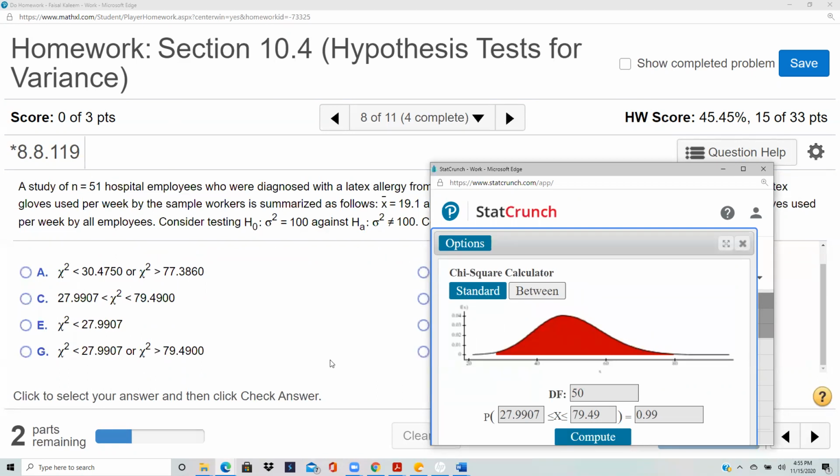So the in-between region is not the rejection region. For a two-tailed test, the in-between region is where you do not reject. So you reject if you are either less than the lower critical value or higher than the upper critical value. That's when you will reject.